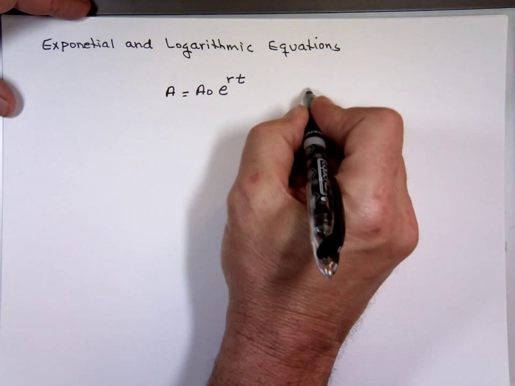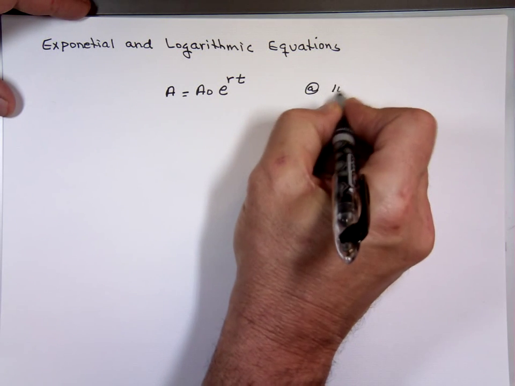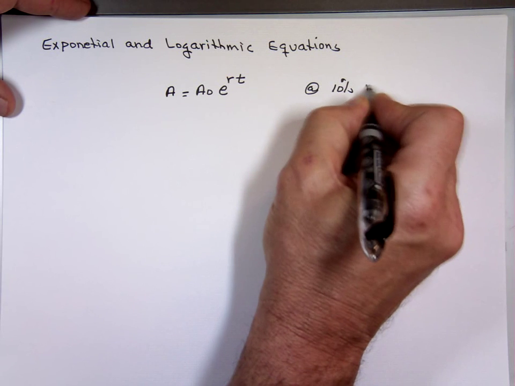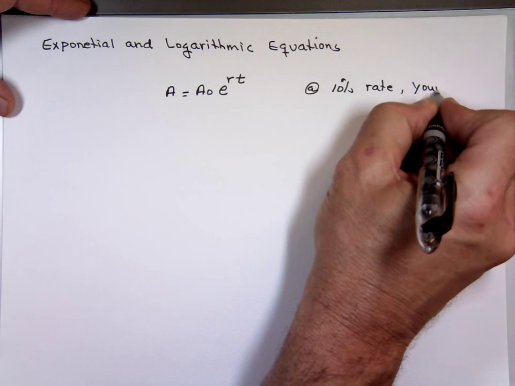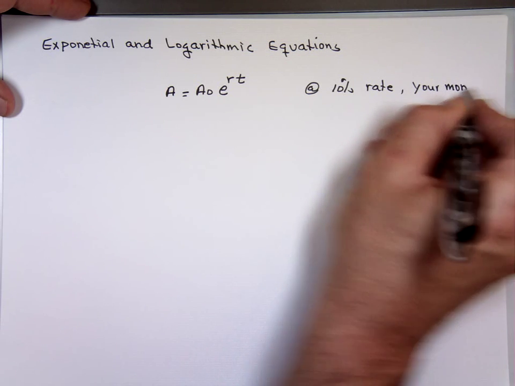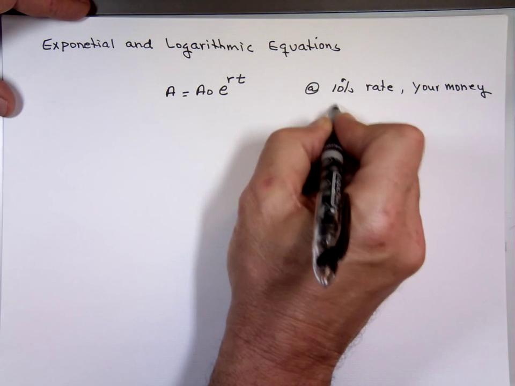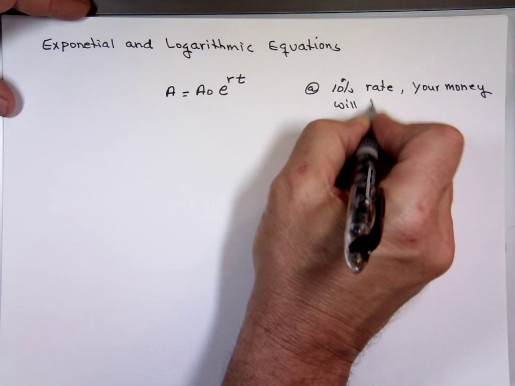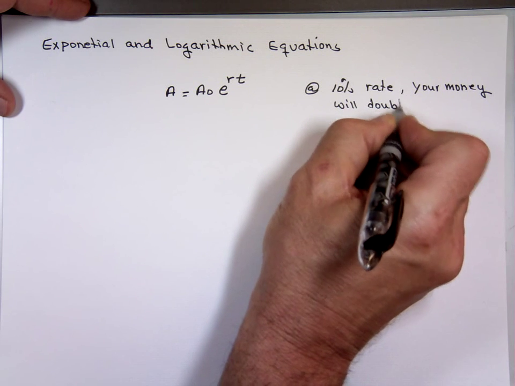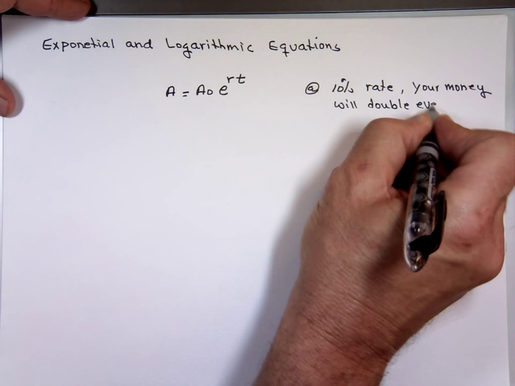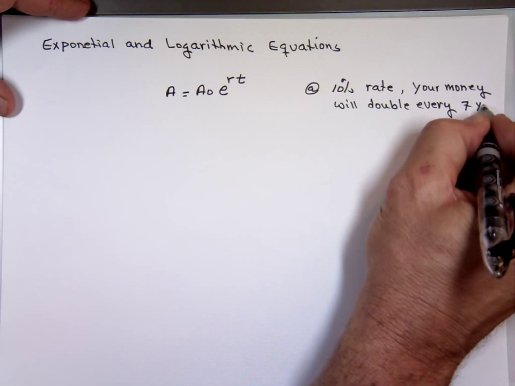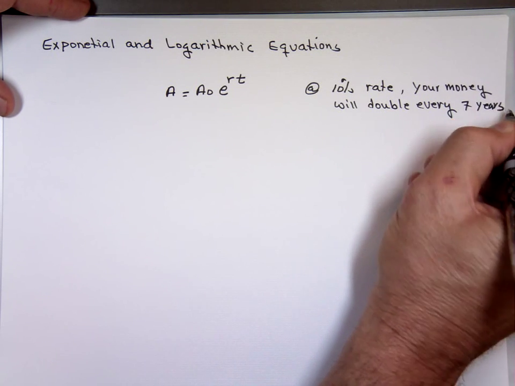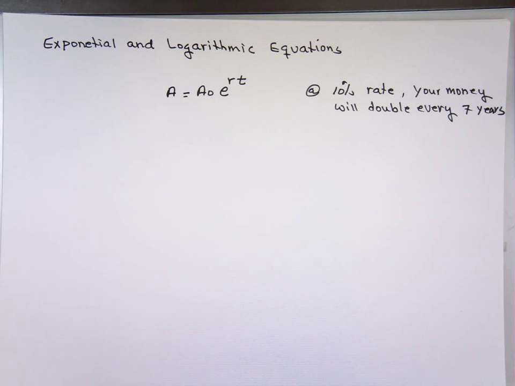And my claim was at 10% interest rate, your money will double every 7 years. That's the rule of thumb. You're going to find out shortly it's less than 7, 6.93. So let's go through the math and see how we're going to solve that.